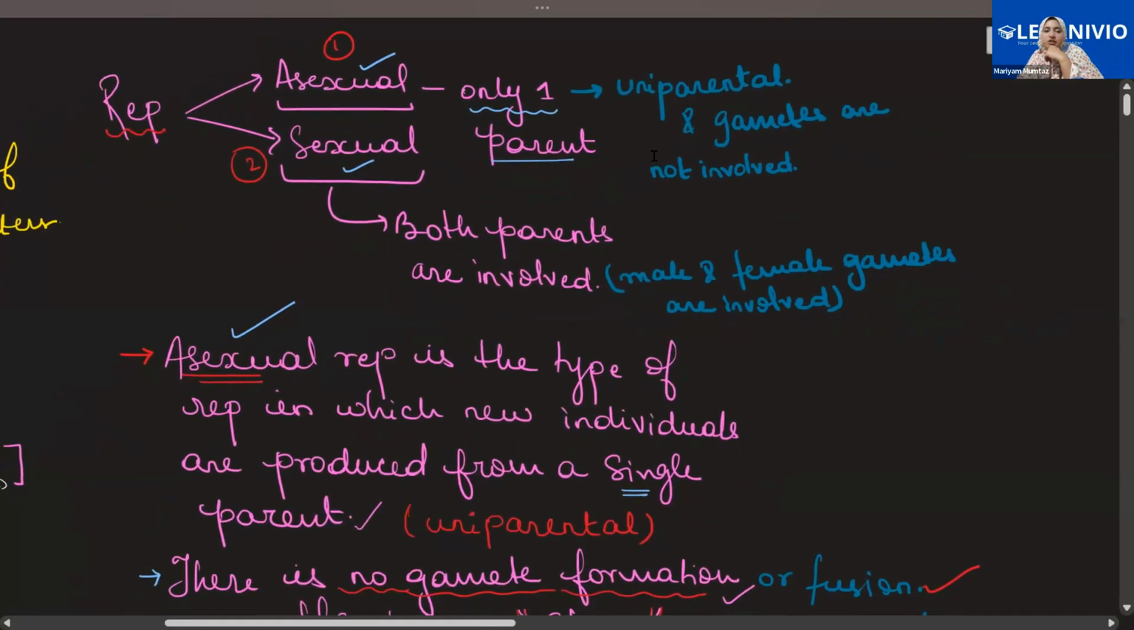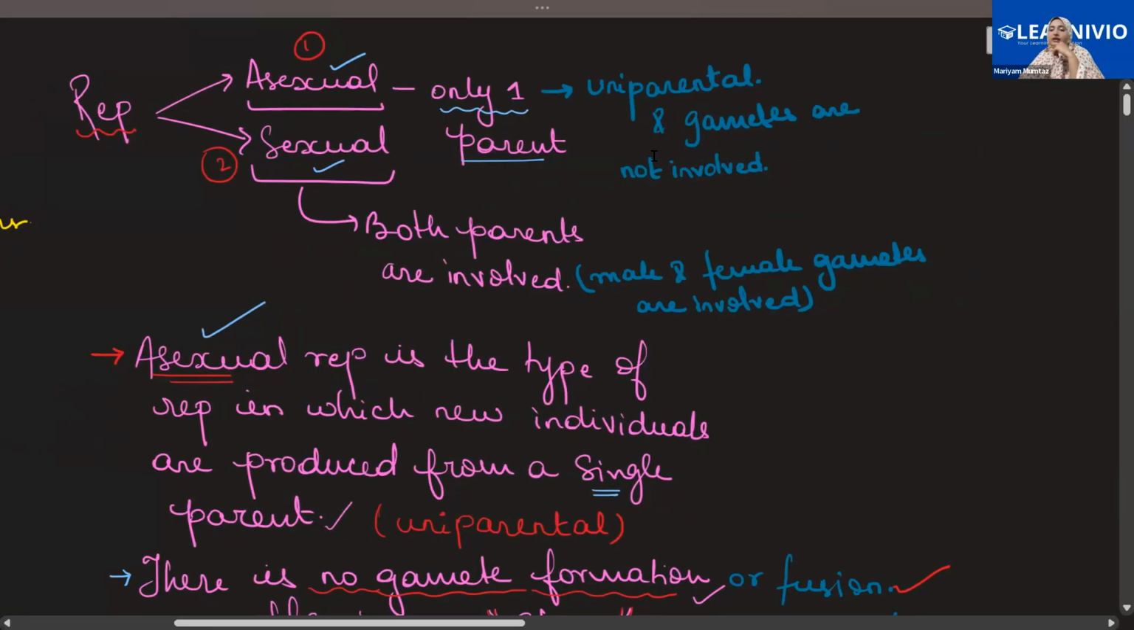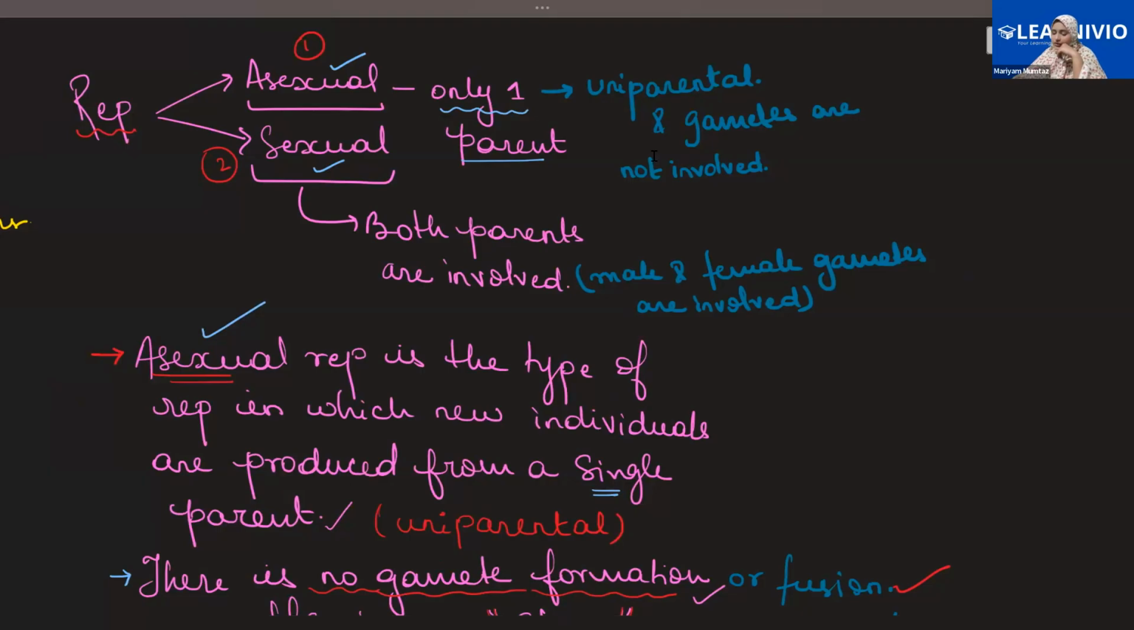All right. So when we talk about reproduction, we must know that it is of two major types. The first one is asexual reproduction and the second one is sexual reproduction. Asexual reproduction is the kind of reproduction in which only one parent is involved. That means it is uniparental, and in this case the gametes are not formed and not involved in the process. So only one parent is doing this reproduction. This is known as the uniparental kind.